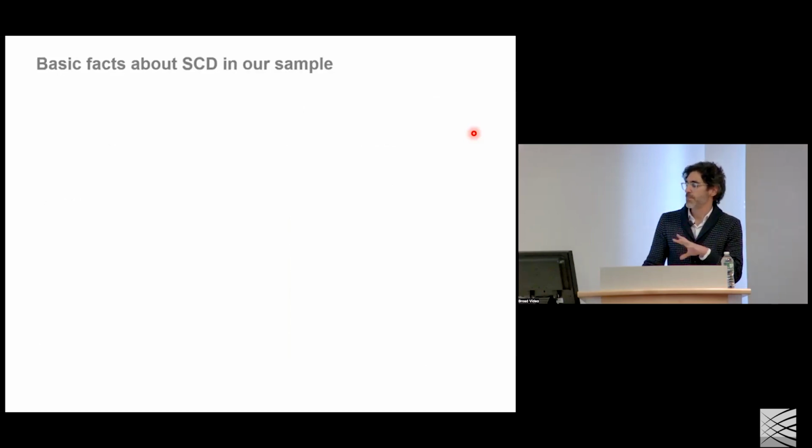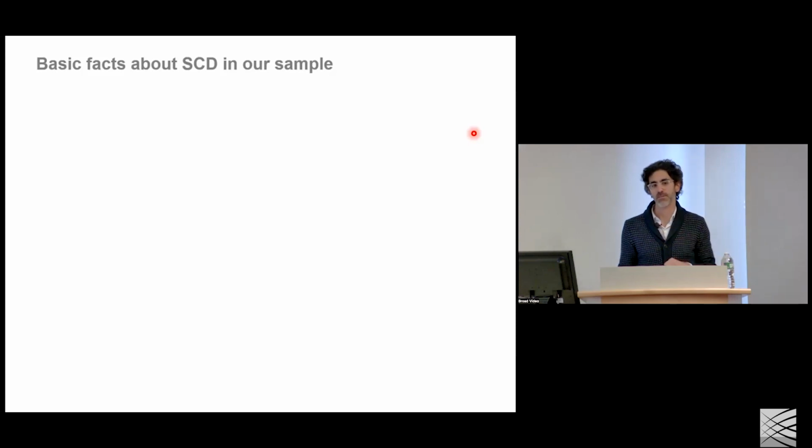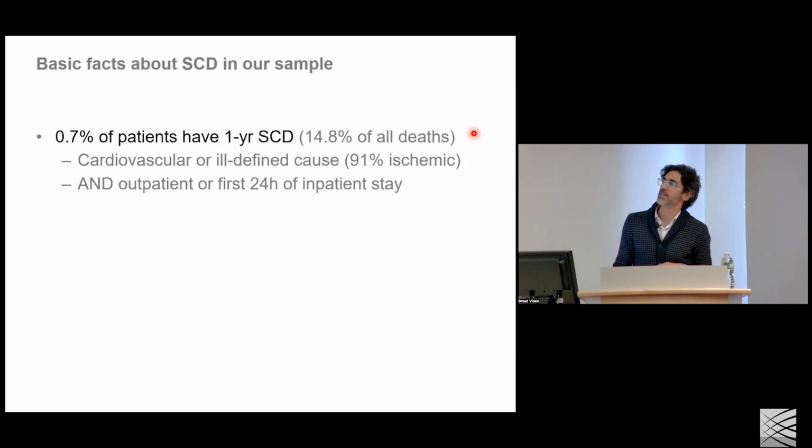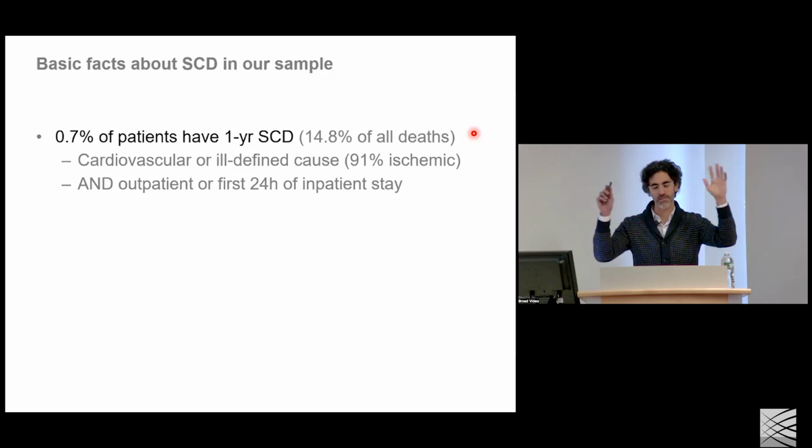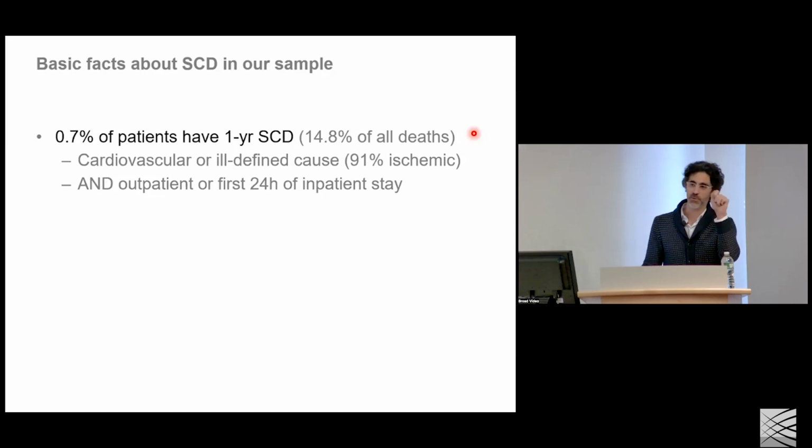So on the basis of that linkage, we can start to generate some basic facts about sudden cardiac death, SCD, in this sample. Imagine the data table as one row per ECG, so we're going to be doing everything at the level of the ECG. If you look in the year after that ECG was done, the rate of sudden cardiac death is under 1%. So it's rare. This is about like what it looks like in other epidemiological studies. It is about 15% of all deaths.